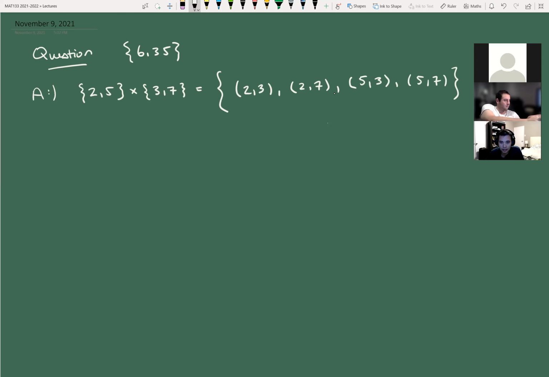Does everyone see that this is not the set {6, 35}? The set actually has 4 elements in it, not 2. And the things inside of this set are tuples, right? They're pairs. They're not individual numbers. So you want to be a little bit careful about that. Now, does everyone understand what the Cartesian product is? You just need to write down 2 numbers, and the first number has to be one of these things, and the second number has to be one of those things. So that's how the Cartesian product works. Okay, so this is not it.